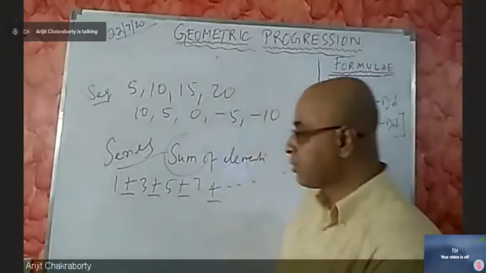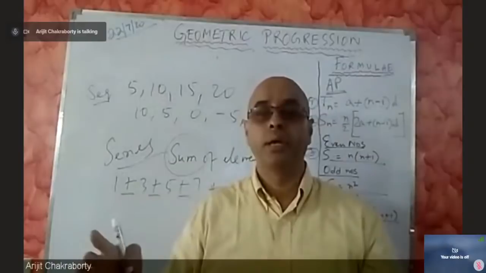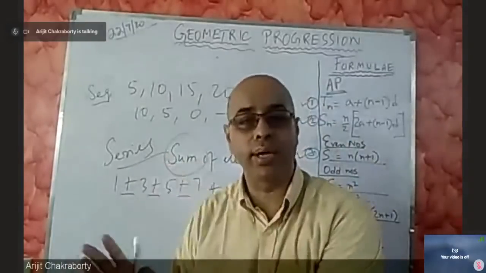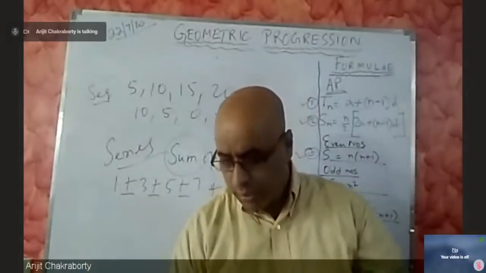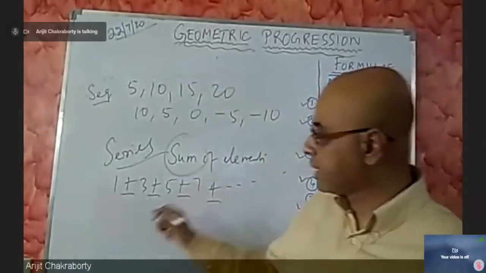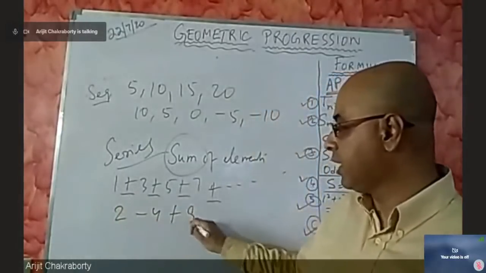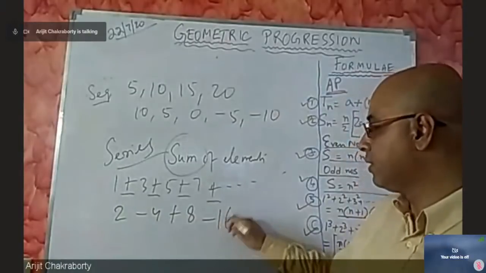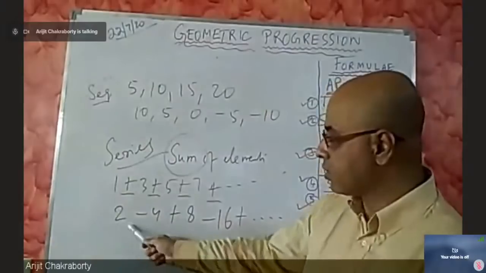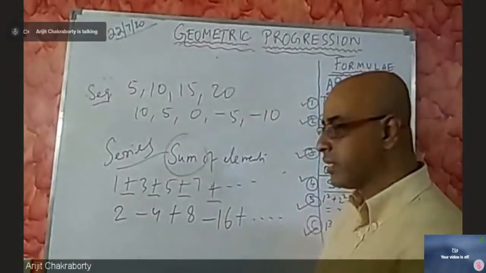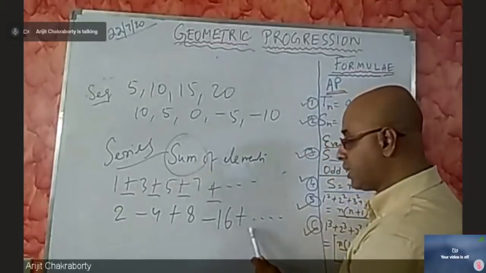So this type of expression, which is basically a sum of different terms of a sequence, is known as a series. I'm writing another example of a series. Let's take this one: 2 minus 4 plus 8 minus 16, like this, and then so on. Is this a series also?